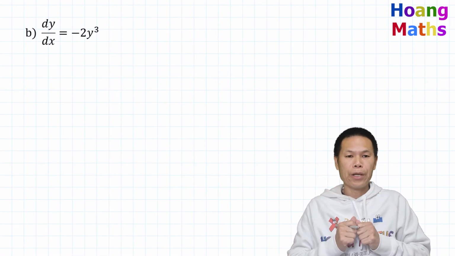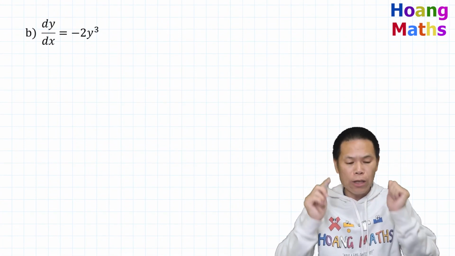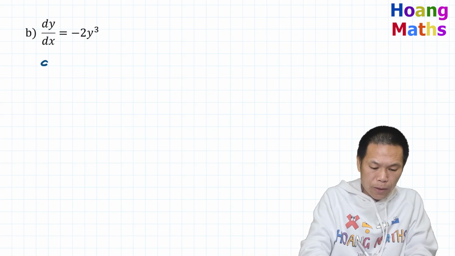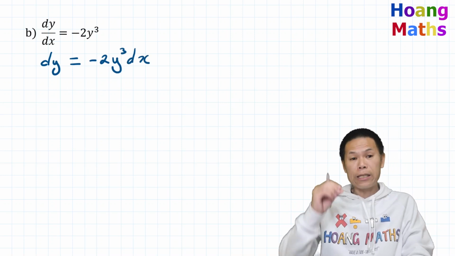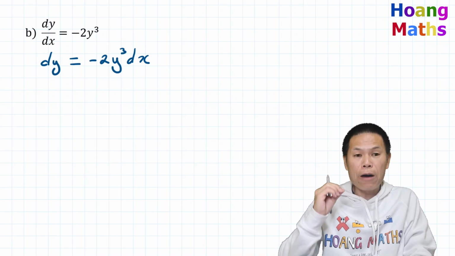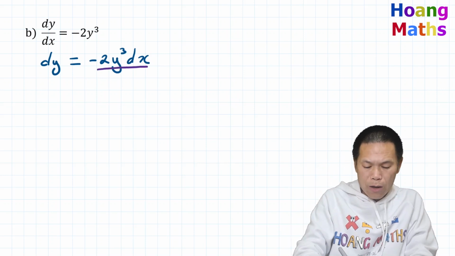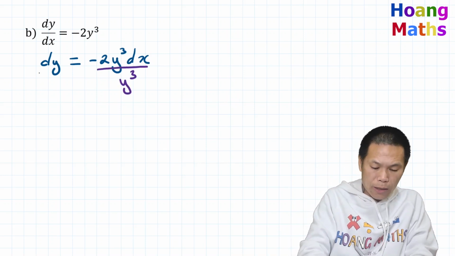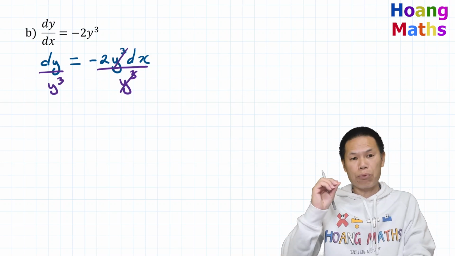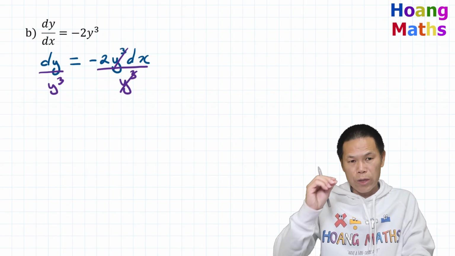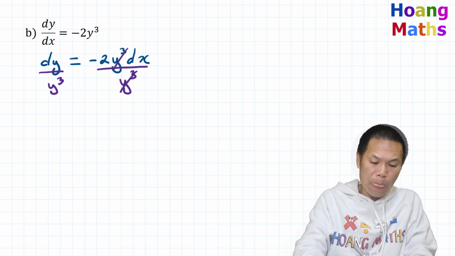Part B. So let me just times dx on both sides. dy is negative 2 y power 3 dx. Then I divide by y power 3, I divide this by y power 3, because I need to separate dy with y. Okay, keep that in mind.